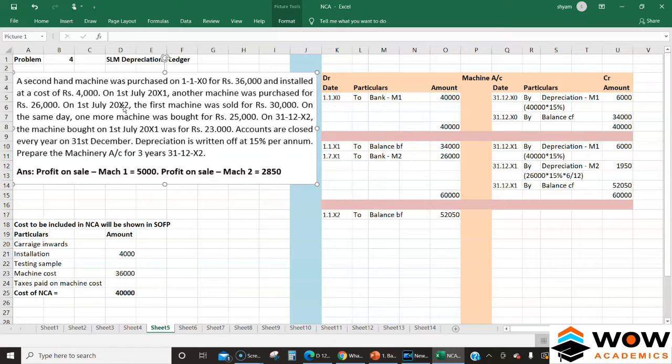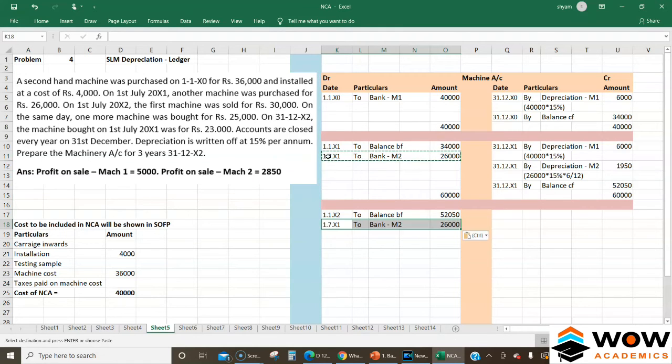Now, what are they saying? On 1st July 2002, the first machine was sold for 30,000. So they are selling a machine. On the same day, they are purchasing one more machine for 25,000. So first, let's purchase it. We are purchasing machine number 3. How much is its worth? Its worth is 25,000.